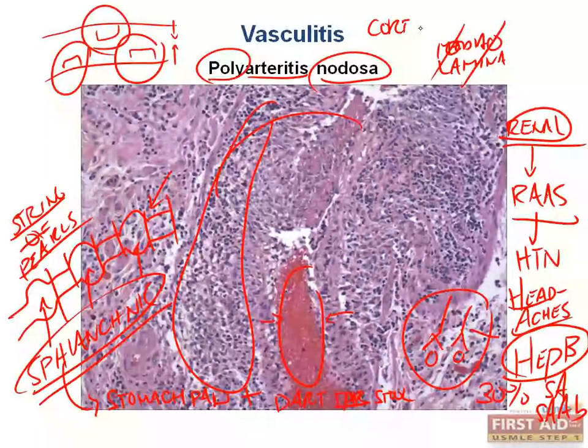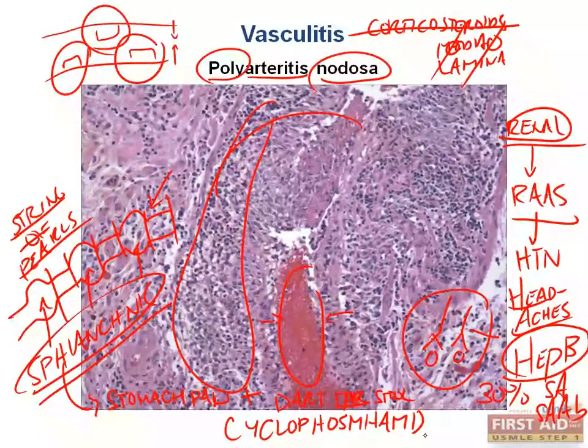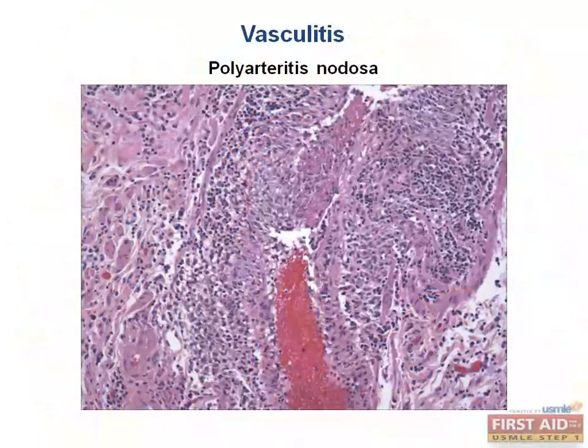So if you blast them with corticosteroids and corticosteroids still don't get the job done, you can actually switch to more aggressive immunosuppressive agents, such as what? Cyclophosphamide. This is a direct alkylating DNA agent, so that is another way that we can suppress the ability of the immune system to generate these antibodies that are creating immune complexes that are circulating in vessels around the body.